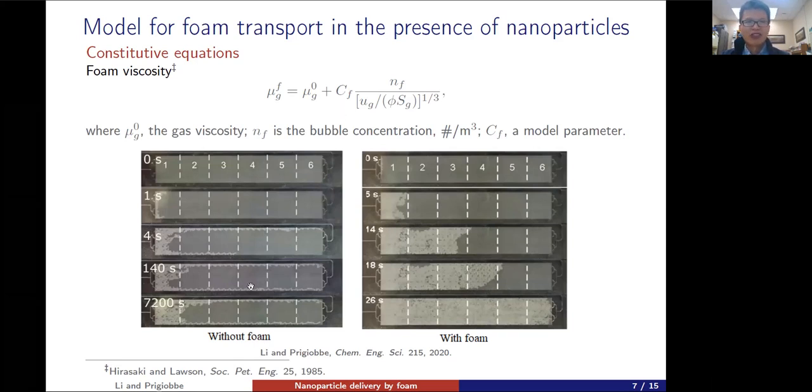Here is a specific case showing the effective viscosity of foam. The picture below shows the flow through a saturated microchip. On the left-hand side, gas was injected into the water saturated chip, whereas on the right-hand side, gas was injected into the surfactant solution saturated chip.